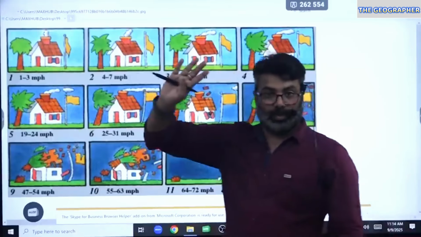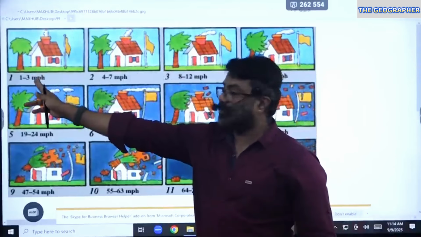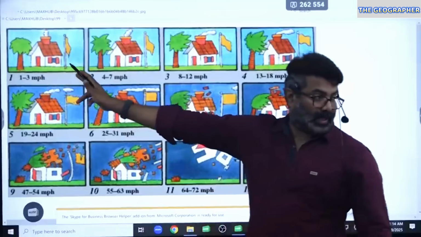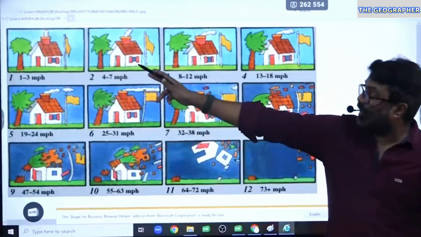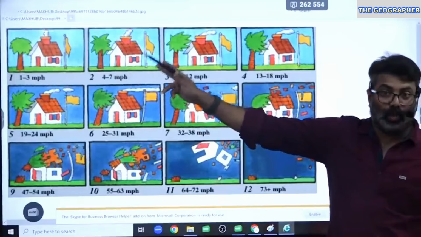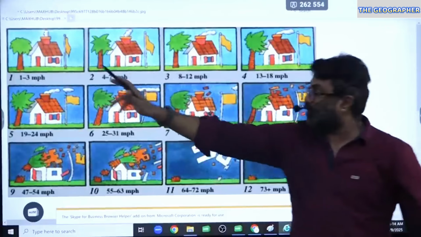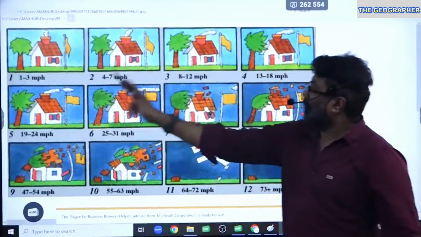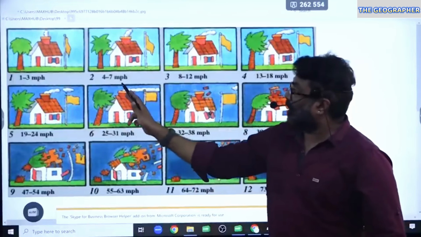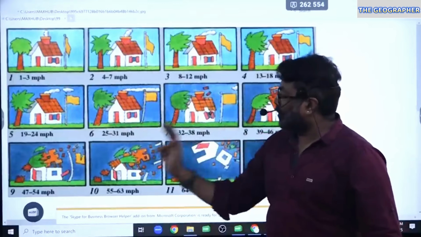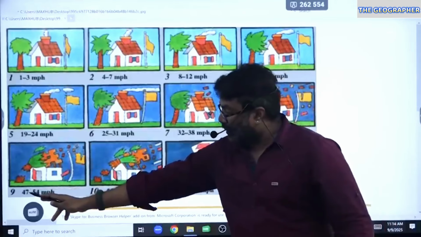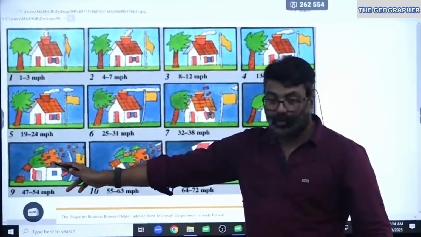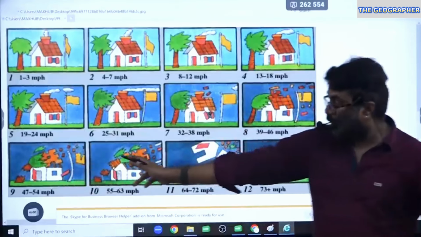0 means calm. So they have started after 0 with 1, 2, 3, and so on. You can see a tree, a house and a flag. When the wind speed is slow, nothing will happen. Notice this, you can see the house, chimney and all. You can see wind speed is increasing, given in miles per hour. Slowly the wind speed is increasing. Here you can see 47 to 54 miles per hour, the tree is now uprooted, house, flag and all. Slowly the wind speed increases.